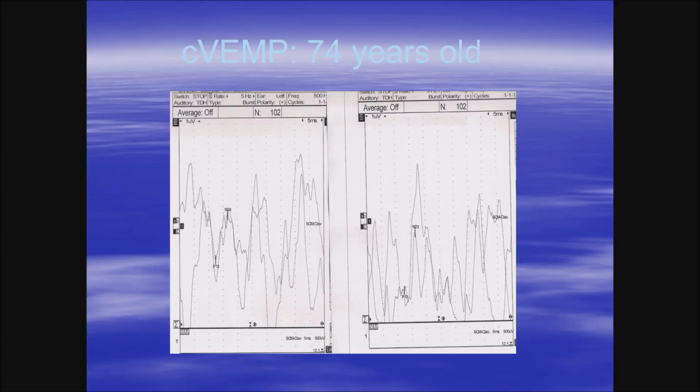And this is another example of a patient who was 74 years old. The EMG is much bigger in this case, but when you reproduce the response, you get this reproducible response here on the left, and this reproducible response here on the right. So you can get VEMP responses in elderly people as well, which perhaps is more important with regards to vestibular function and dysfunction. It is possible, you just need to get the experience to do so.